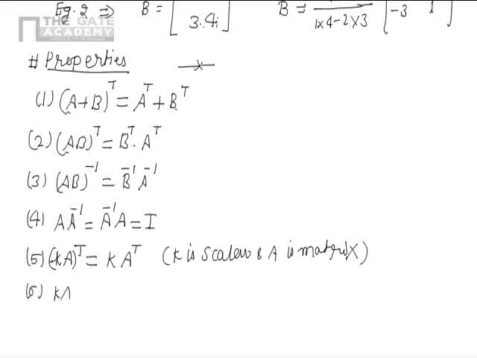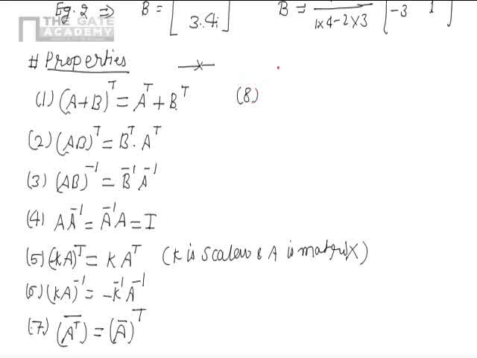Similarly, (KA) inverse can be written as K inverse A inverse. And A transpose, and if after that I take the complex conjugate, it will be the same as taking the complex conjugate and then taking the transpose of the matrix.